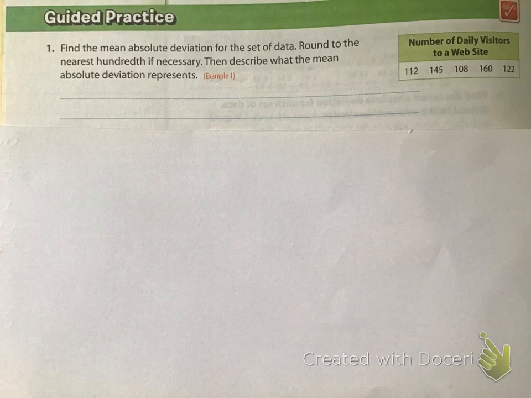So, if we found this one, find the mean absolute deviation for the set of data. To find the mean, it's 112 plus 145 plus 108. I'm just adding the numbers. Plus 160 plus 122. There are 5 different numbers. So our mean is 129 and 4/10. That's our mean. Then we have to find the difference between all of them.